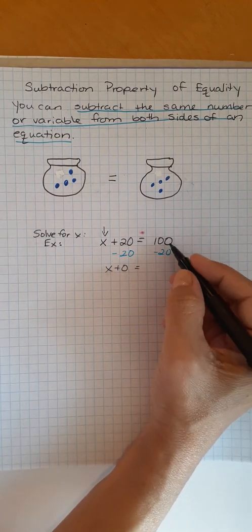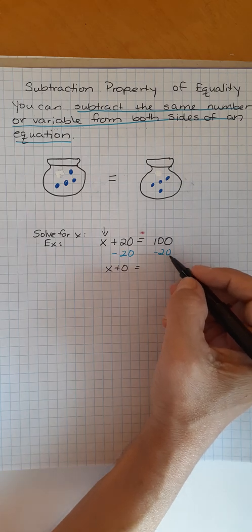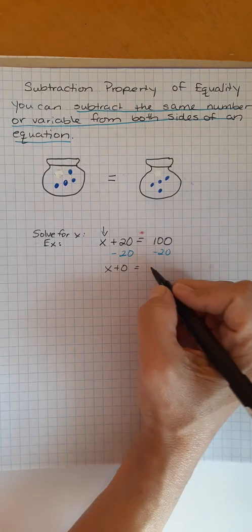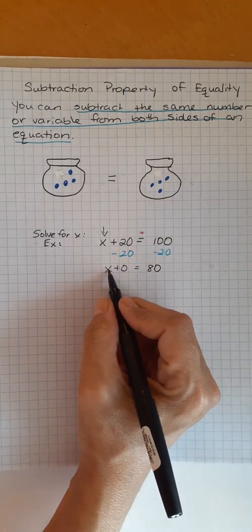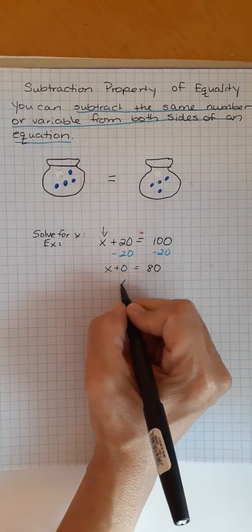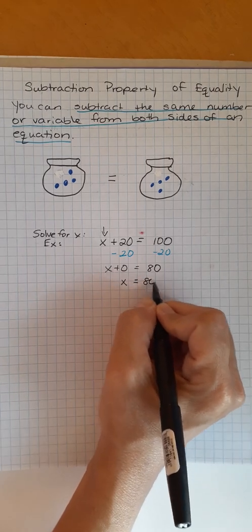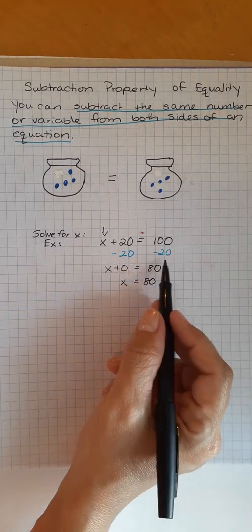Subtract 20 from that. So if I have $100 and I owe you $20 and I pay you back, that means I have $80 left in my pocket. And if I have an x and I add nothing to it, I still have that x. So my answer is x equals 80. This is the way the operation works.